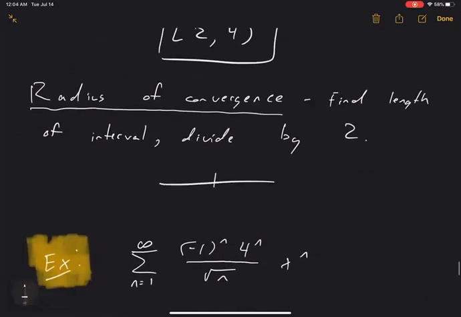The other way to think about it is, you have your interval, it's centered at 3, it goes out to 2, it goes out to 4. You can think about this as the diameter, and this is the radius. So what is that distance, that radius? Well, it's 1, right? So my radius of convergence is 1.